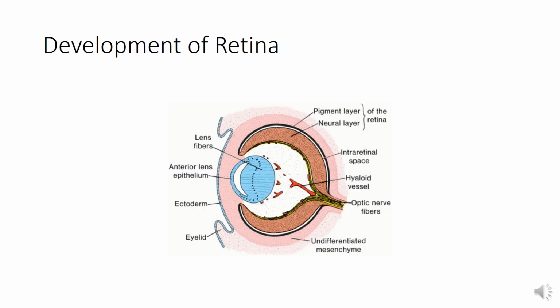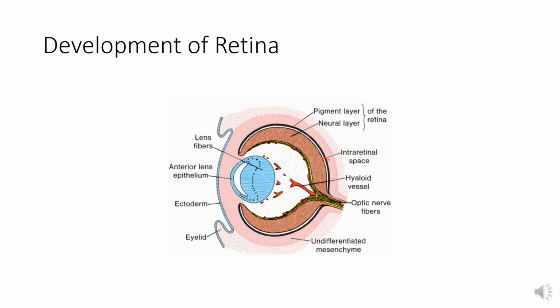So, development of the retina. This is the optic cup, this is the inner layer of the optic cup, and this is the outer layer of the optic cup. The space between these two layers is the intraretinal space. The outer layer of the optic cup, which is characterized by small pigment granules, is known as the pigmented layer of the retina. Development of the inner layer of the optic cup is more complicated. The outer layer develops into the pigment layer of the retina, and the inner layer will give rise to all the neural parts of the retina.